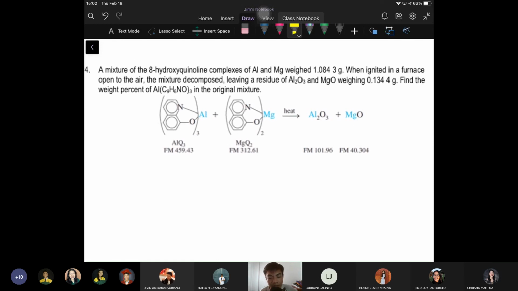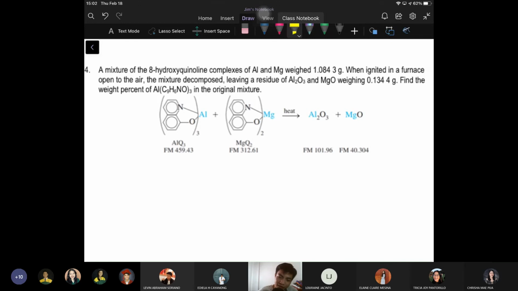Basahin natin. A mixture of the 8-hydroxyquinoline complex of aluminum and magnesium weighed 1.0843 grams. When ignited in a furnace open to the air, the mixture decomposed, leaving a residue of aluminum oxide and magnesium oxide weighing 0.1344 grams. Find the percent weight of aluminum 8-hydroxyquinoline complex in the original mixture.